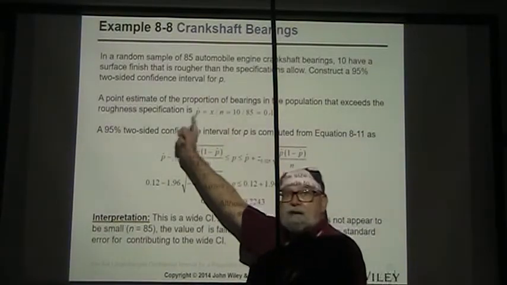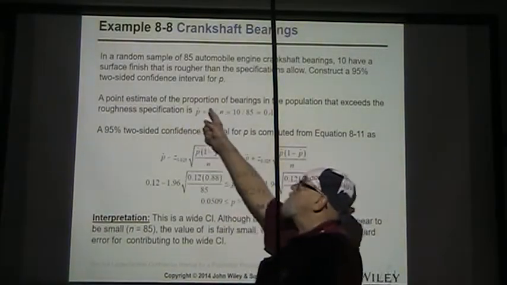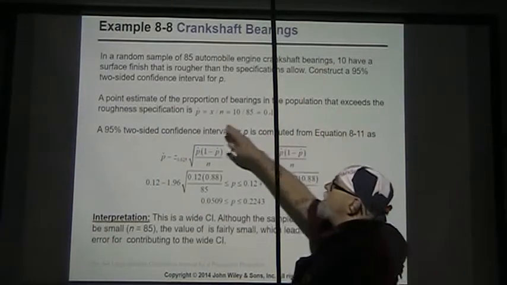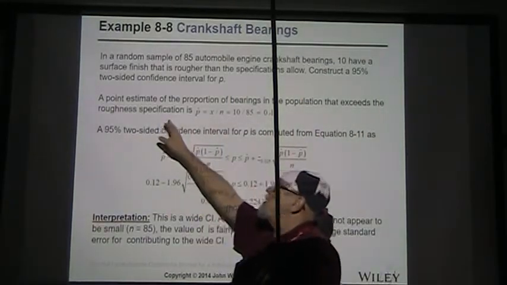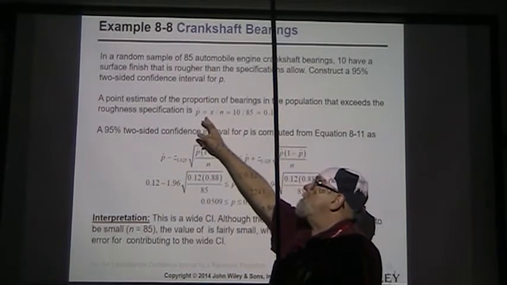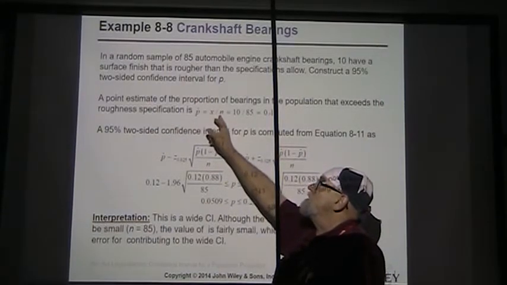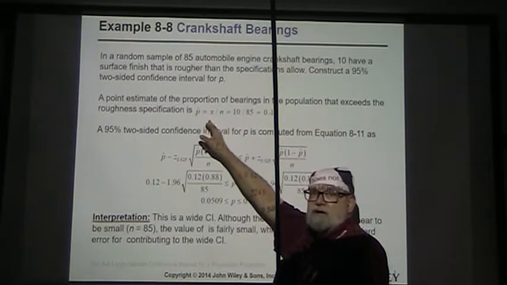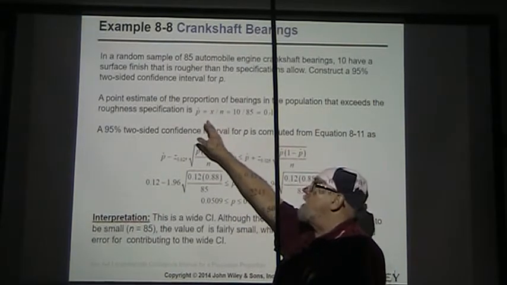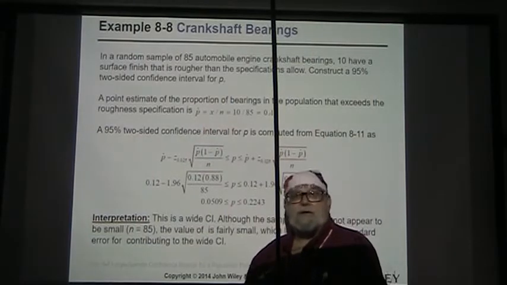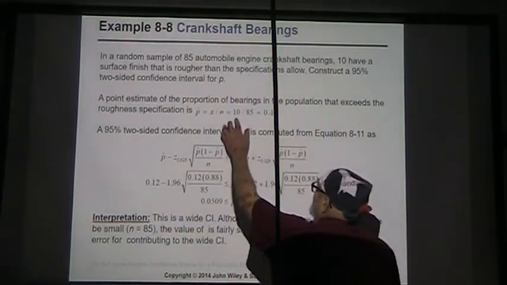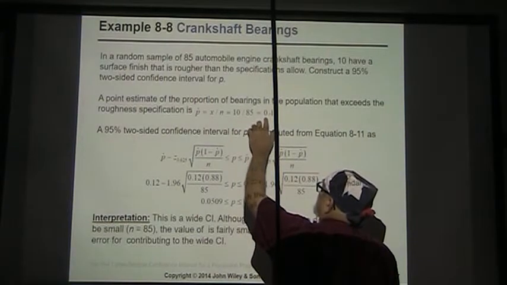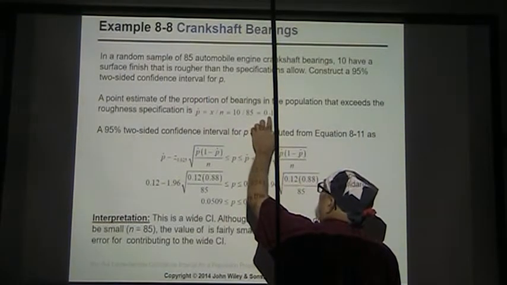So our point estimate of our proportion of bearings in the population that exceeds our roughness specification is p hat equals x divided by n. x is the defective or too rough bearings. n is our sample size. In this case, it's 10 divided by 85, which works out to be about 0.12.